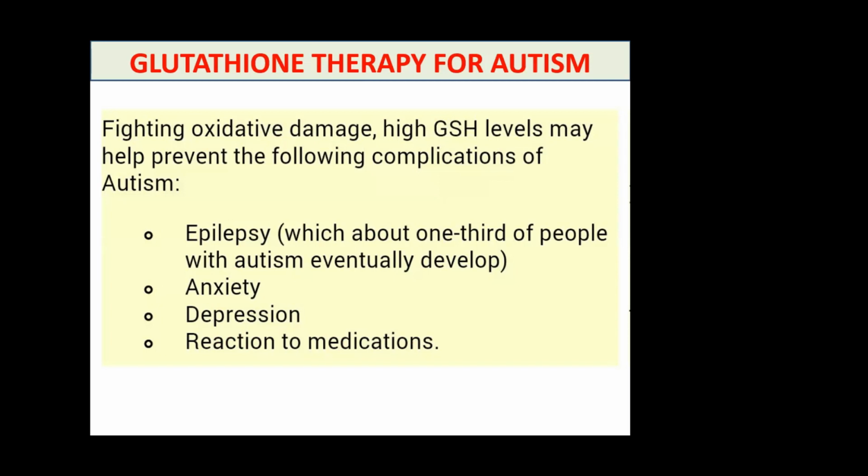Those who have used boosting glutathione as a treatment of autism have found that the treated children had less epilepsy, and epilepsy can be seen in about one third of those with autism. They have less anxiety, less depression, and less reaction to their medications.